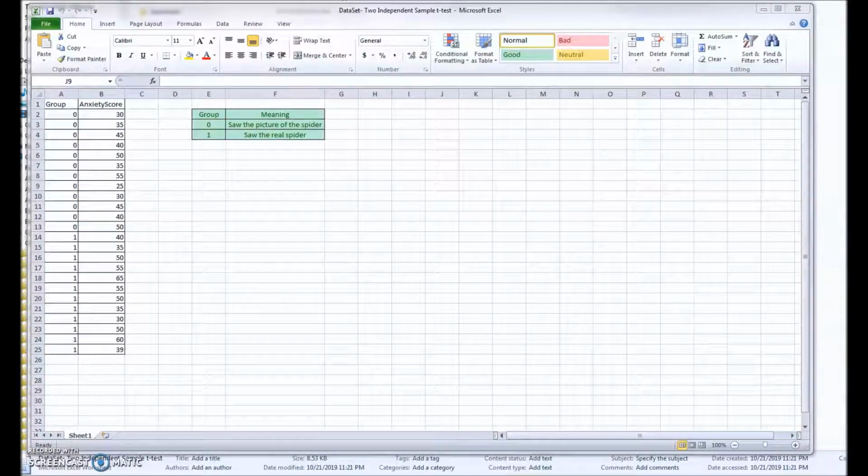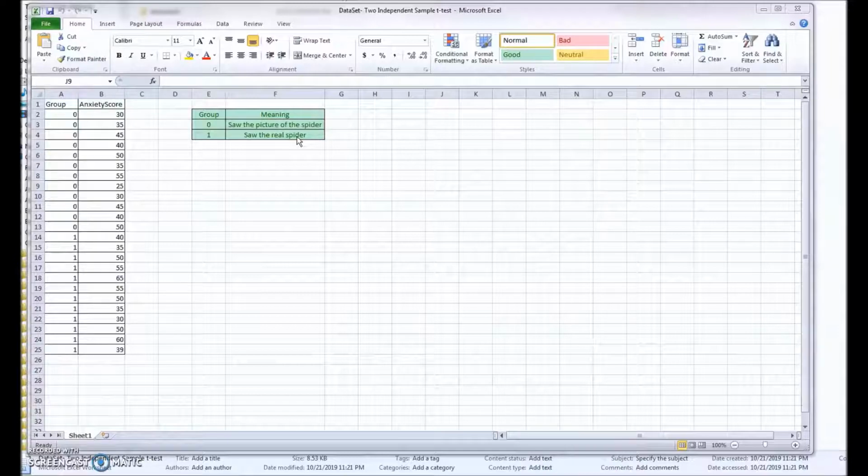So here is the Excel sheet. The 0 represents that the participant in that group saw a picture of the spider, and 1 represents that the participant in the group saw the real spider. One thing we need to understand is that we have 24 different participants. That is why it is independent. Participant 1 just did one group. It is only in one group, and that group is 0. That means that participant saw a picture of the spider.